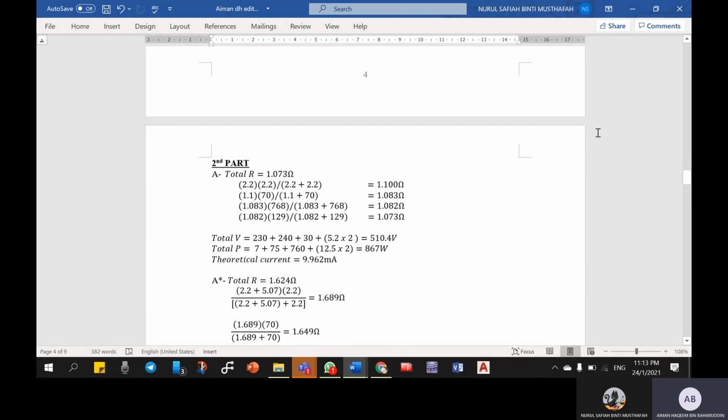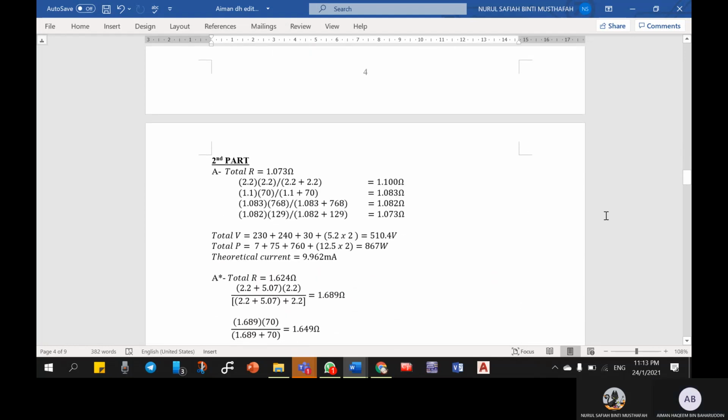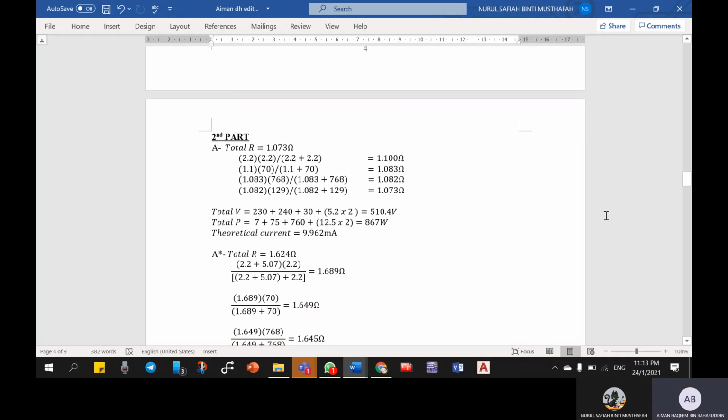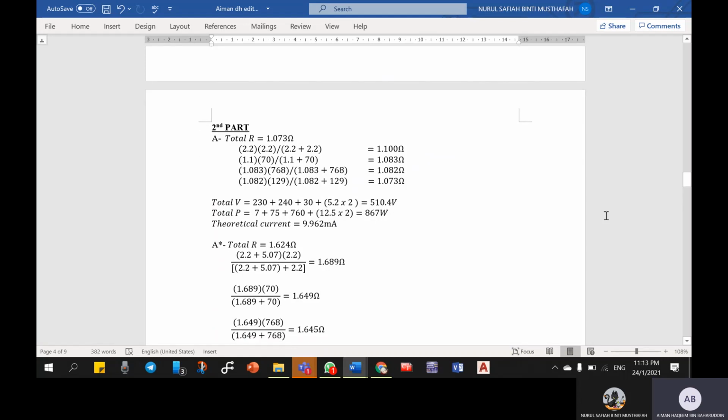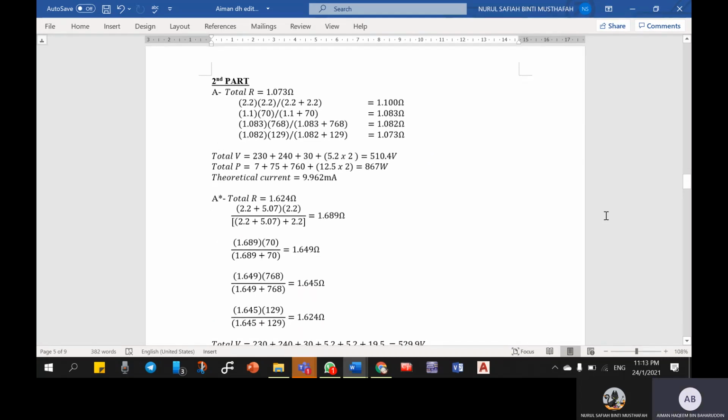For part 3, we need to calculate the total resistance for each circuit. For circuit A, the total resistance we acquired is 1.073 ohm. The calculation is displayed there using the formula R1 times R2 divided by R1 plus R2.